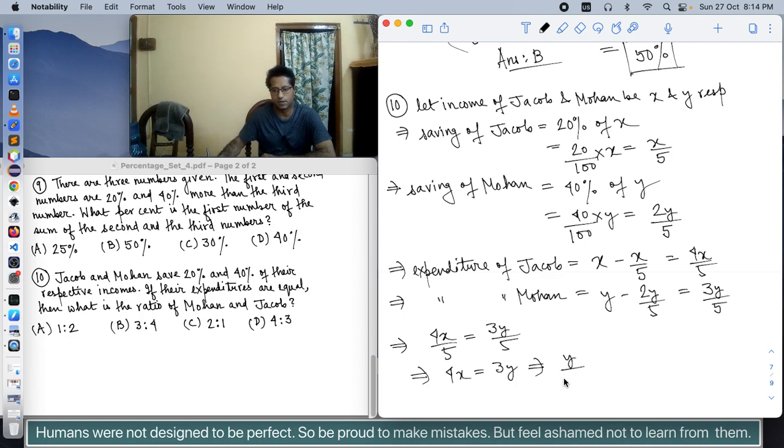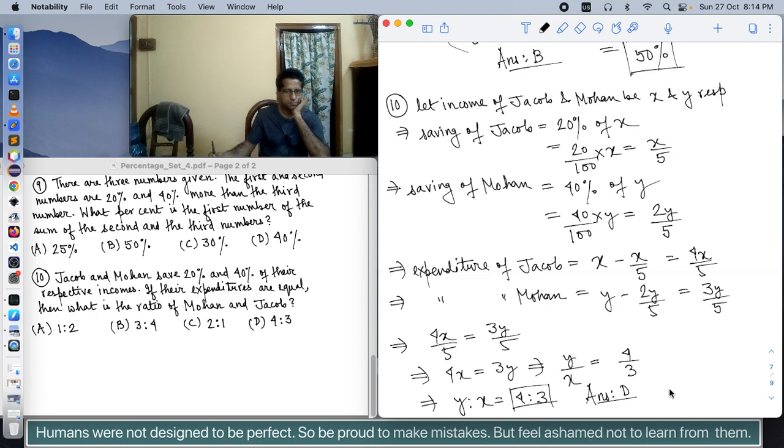So from this we get Y by X is equal to 4 by 3. Hence we can say this implies Y is to X is equal to 4 is to 3. And what is Y? Y is the income of Mohan and X is the income of Jacob. So the answer should be 4 is to 3, and hence the correct choice is D. D is the correct choice.